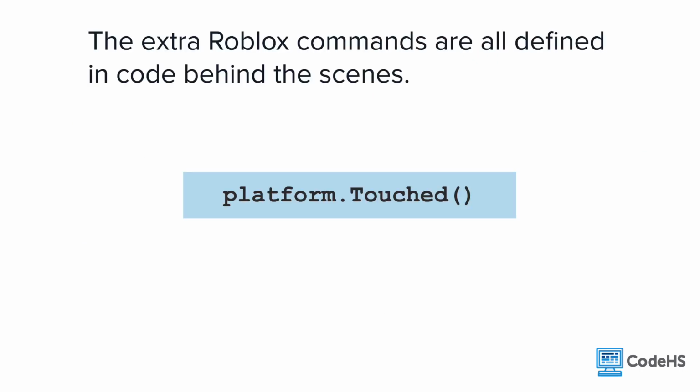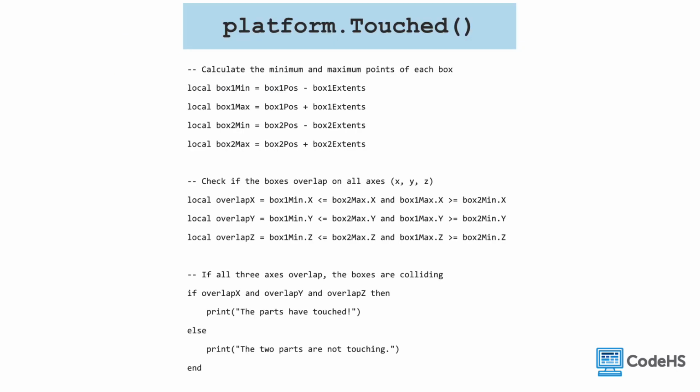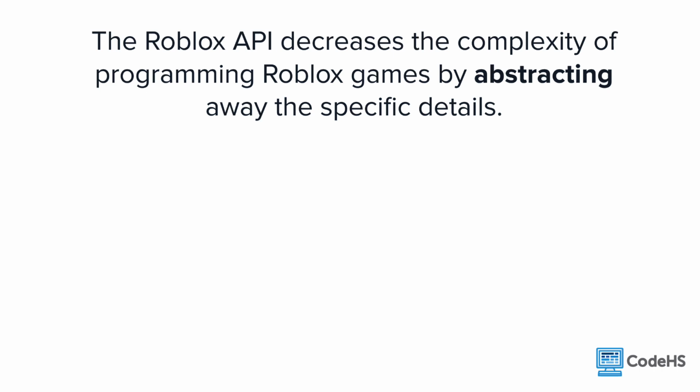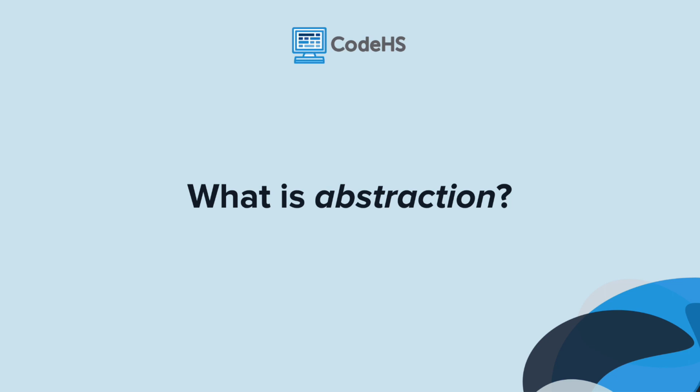The cool thing about these additional Roblox commands is that they are all defined in code behind the scenes. So the touched event might actually look something like this. That is significantly more lines of code. The Roblox API makes it so that we can simply write platform.touched without writing out all of the code or even worry about how it works. With this in mind, the Roblox API decreases the complexity of programming in Roblox games by abstracting away the specific details. Here's another word you might not know.